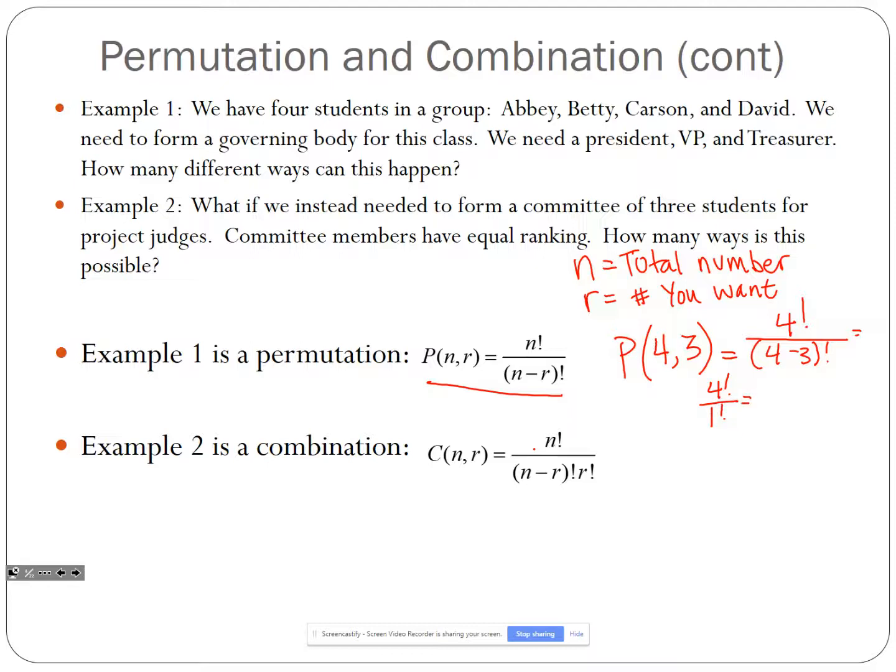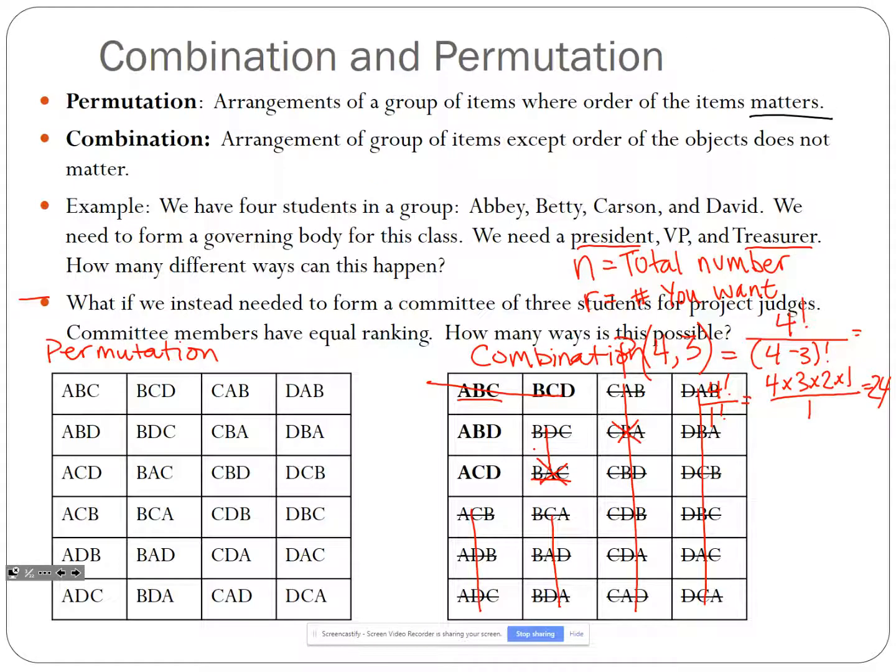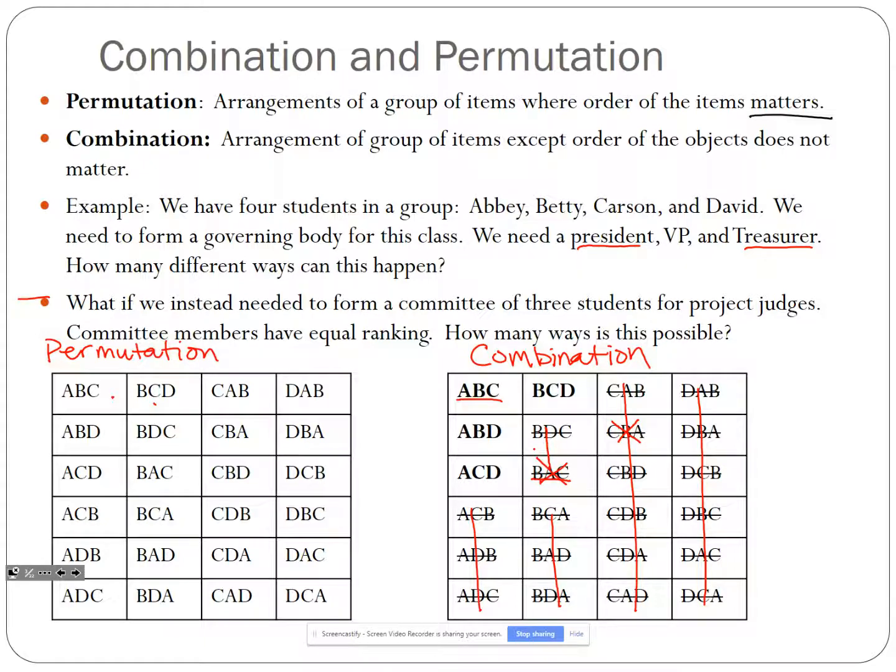This one, guys, we can do by hand. Remember, factorial, 4 times 3 times 2 times 1 divided by 1. 4 times 3 is 12. 12 times 2 is 24. So there are 24 different possibilities of creating a president, vice president, and treasurer from 4 people. Now, if we look back here, we've got 1, 2, 3, 4 in a row, and 1, 2, 3, 4, 5, 6. So that also gives us the 24. But again, guys, we're going to have problems where you just can't make a table and list out all the possibilities.